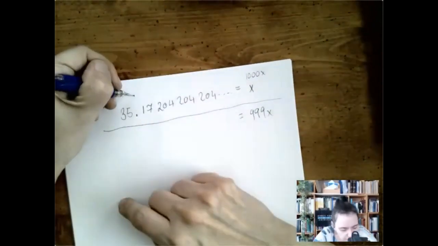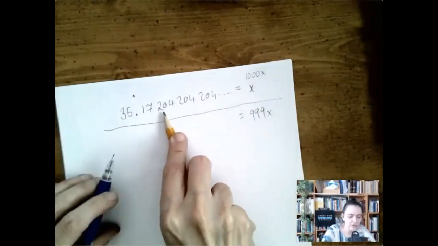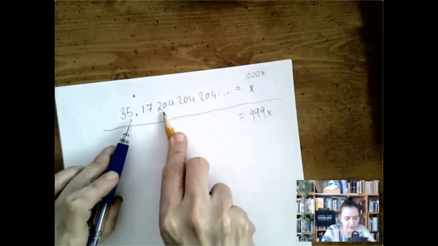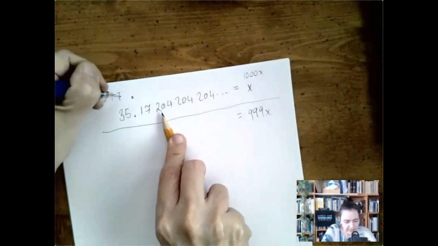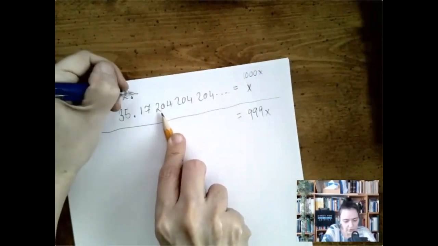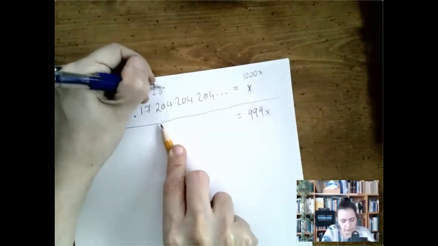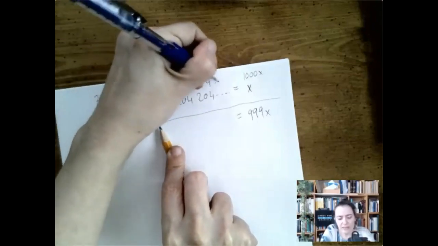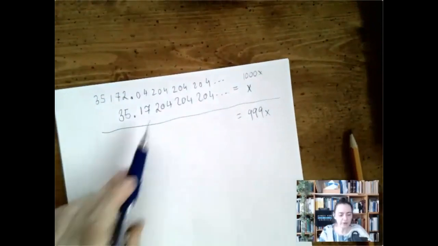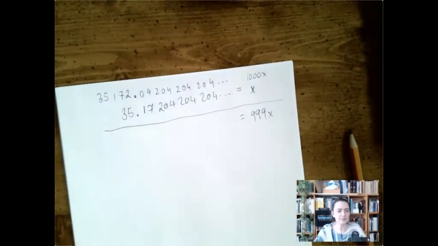And let's see. So I'm going to start with the decimal, and then it's going to be 35,172.04, and then 204, 204, 204. And magically, it will work. Works means that you have perfect alignment, that a 4 is over a 4, a 2 is over a 2. Otherwise, this subtraction may not be allowed. Infinity is kind of touchy.